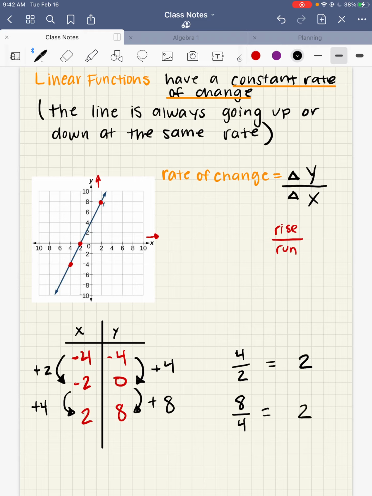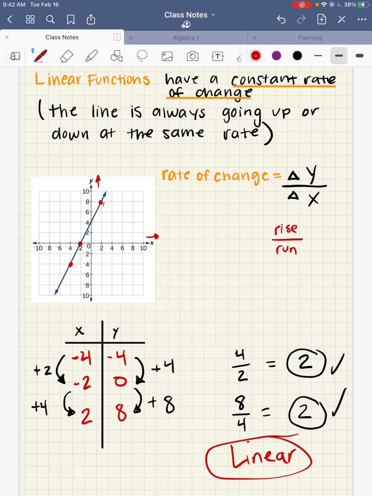So really what we've done is we've identified that the rate of change between the first 2 points is just 2, and the rate of change between the second 2 points is also 2. So we would say that yes, this represents a linear function.